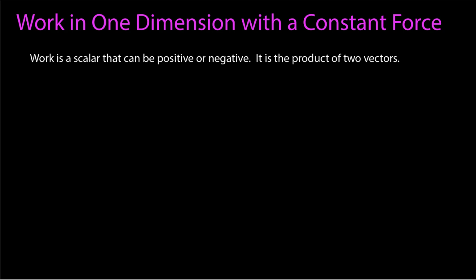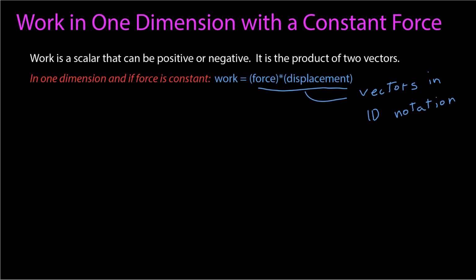In this video, we'll learn how to calculate work in the special case of one dimension with a constant force. Work itself is a scalar. It can be positive or negative, but it is the product of two vectors. In this case, where we only have motion in one dimension, and if the force is constant throughout, we have a very simple expression. The work is equal to the force times the displacement, where those two vectors, force and displacement, are represented in our 1D notation.